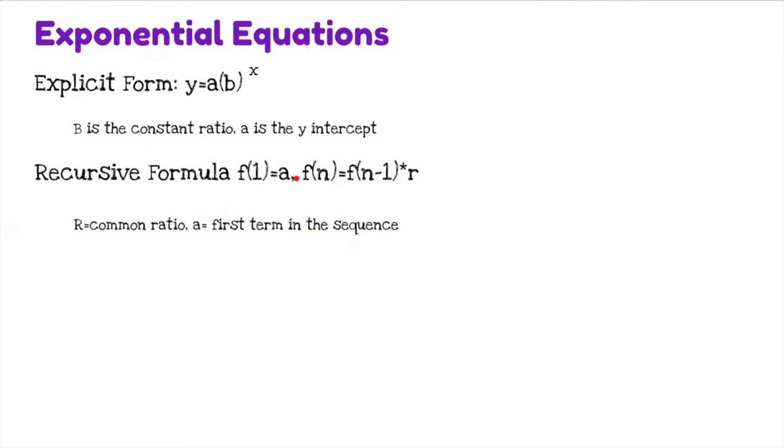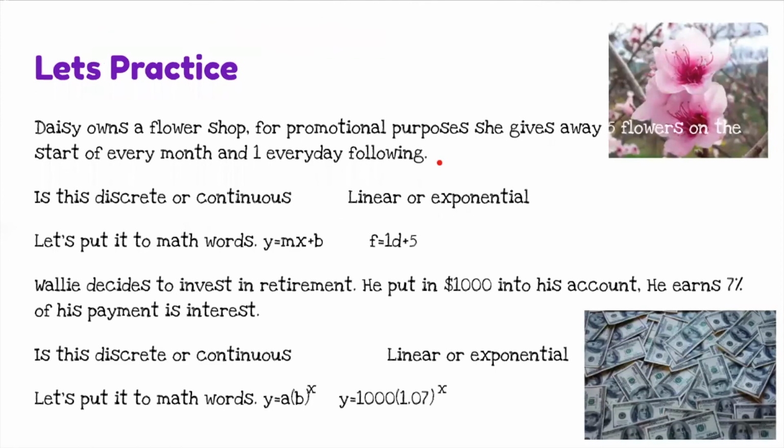Now, I said before that exponential equations have to have an exponent. Now, why does the recursive formula not have an exponent? That is because you have to multiply the ratio, so you do know that it is geometric, not arithmetic, by that difference. So let's practice.